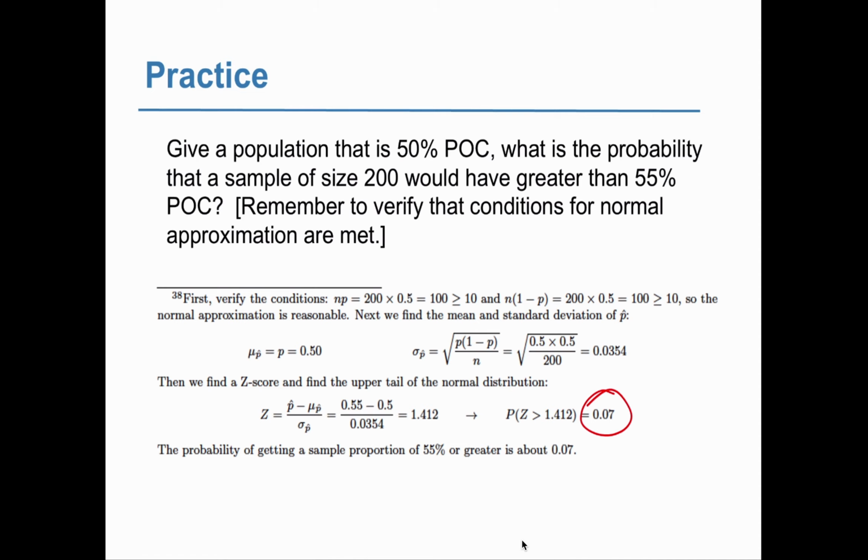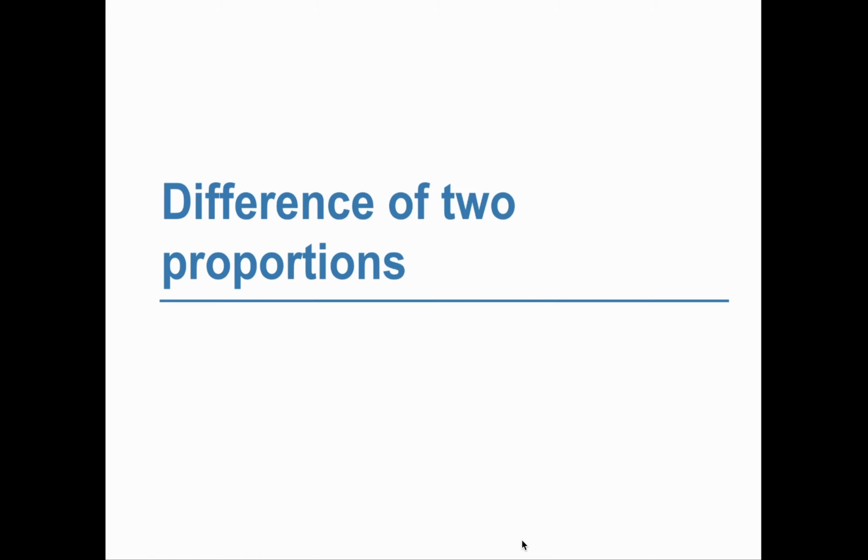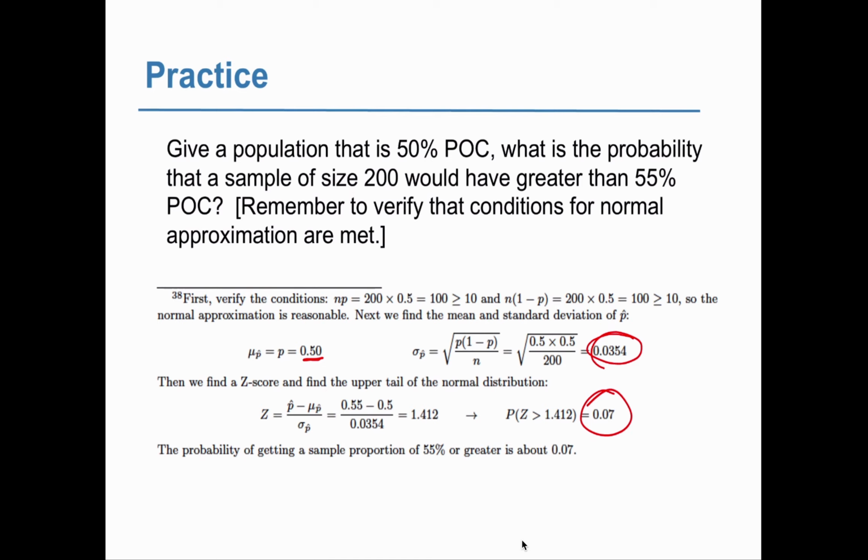Our mean is 0.5, equal to p. This is the standard deviation that we calculated. You can find the z-score, or you can just plug it into the normal CDF. And that's it. Proportions are pretty simple.